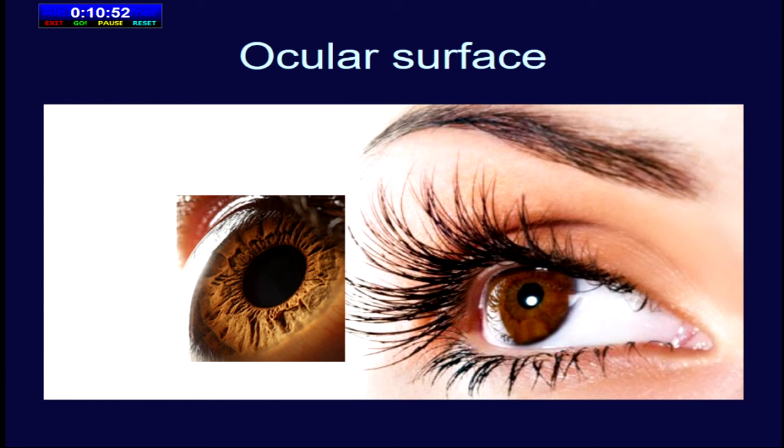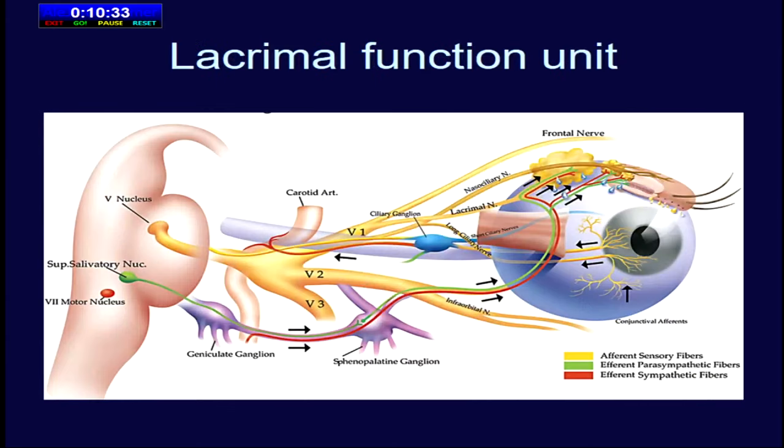The ocular surface is basically everything that remains within the lids. It includes the lids, all the different glands in the lids, the conjunctiva, palpebral, fornicial and bulbar, the various lacrimal glands, the main and the accessory lacrimal glands, and obviously the cornea also. And there is something called a lacrimal functional unit.